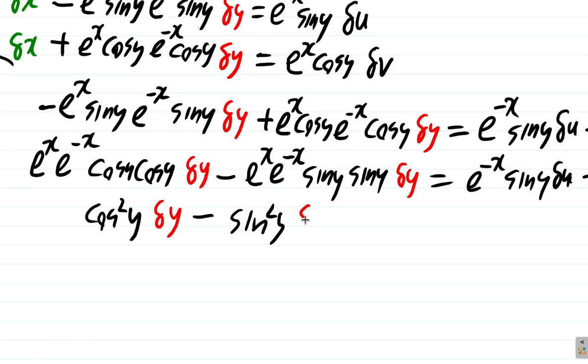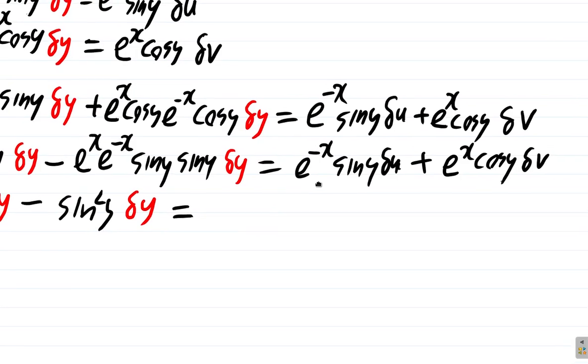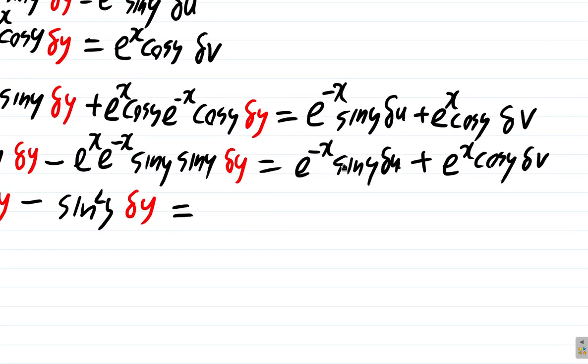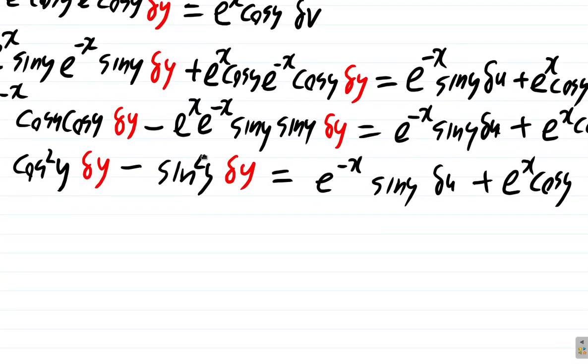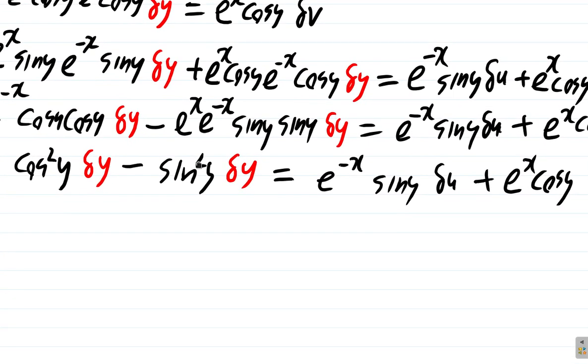We have del y, and that is equal to, now, we have our e to negative x sine y del u, small change in u, plus e to the x cos y, small change in v. So we have this here.